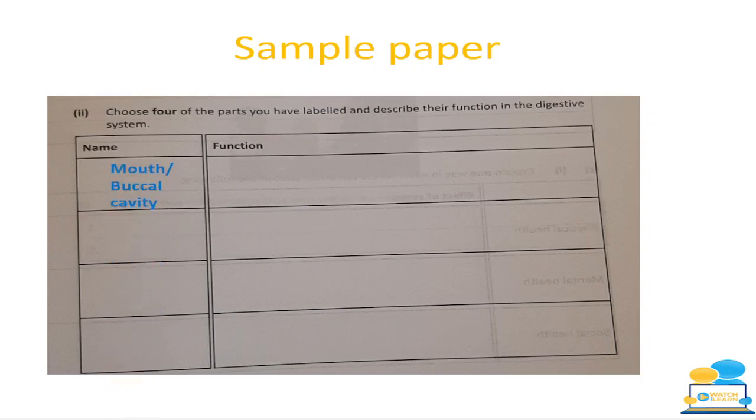So we have, for example, here, mouth, also known as buccal cavity, and its function. So what does it do? Thinking of what happens when I eat a pizza, I put it in my mouth, my teeth will physically break it down, and chemically then through the salivary amylase. If you can't think of salivary amylase, just write down my spit will break down the food, okay?